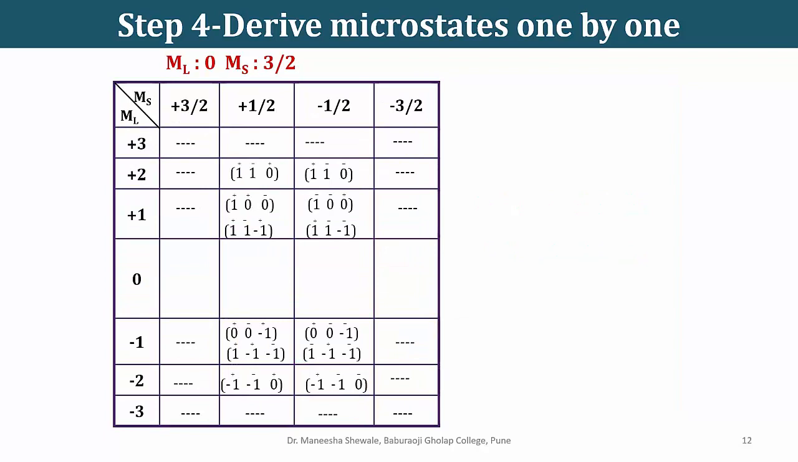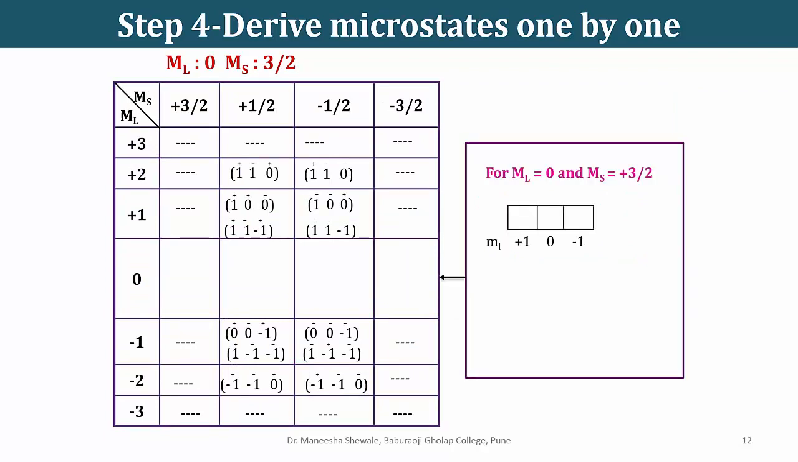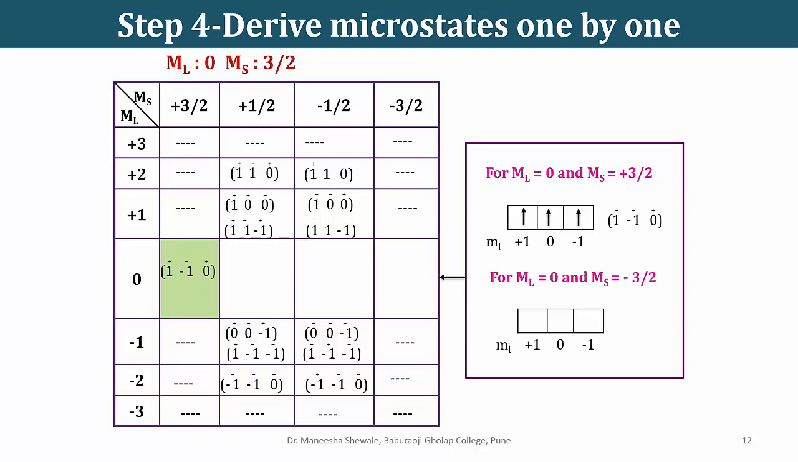Then when Ml is 0 and Ms is plus 3 by 2. Ml is 0. So this can be obtained by the combination of 1, 0, minus 1. So the 3 electrons filled with parallel spin. The microstate will be 1, 0, minus 1 plus plus plus. For Ml 0 and Ms minus 3 by 2, the spins of the 3 electrons will be reversed. Microstate will be 1, 0, minus 1 minus minus minus.